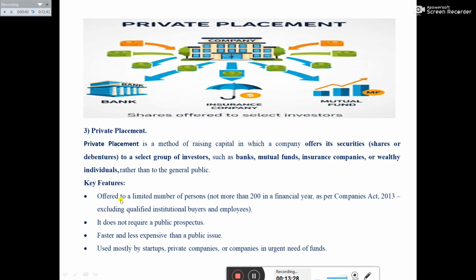ಓಕೆ, ಸೊ ಲಿಮಿಟೆಡ್ ನಂಬರ್ ಸೆಲೆಕ್ಟೆಡ್ ಪೀಪಲ್ ಅಂತ ಬಂದಾಗ ಏನಾಗುತ್ತೆ, ಲಿಮಿಟೆಡ್, not more than 200 members as per the Companies Act of 2013 ಅಲ್ಲಿ ಹೇಳಿರೋ ಪ್ರಕಾರ. ಅವರು ಕಂಪನಿಗೆ ಇಶ್ಯೂ ಮಾಡಿದಾಗ ಪ್ರಾಸ್ಪೆಕ್ಟಸ್ ಇಶ್ಯೂ ಮಾಡೋ ನೆಸೆಸರಿ ಇಲ್ಲ. It is not necessary to issue the prospectus. Okay, so this is what we call a private placement.